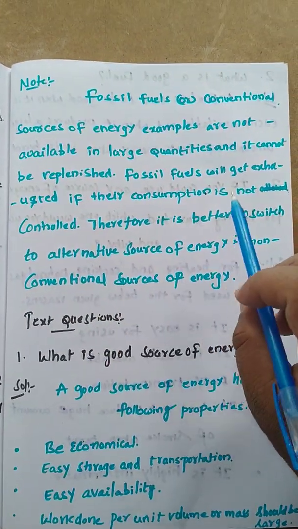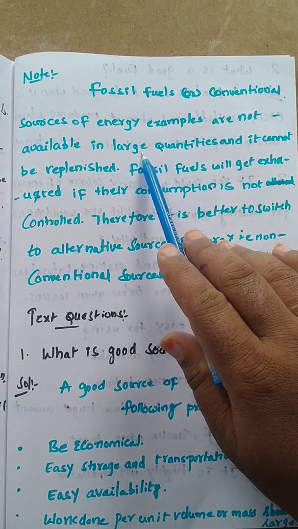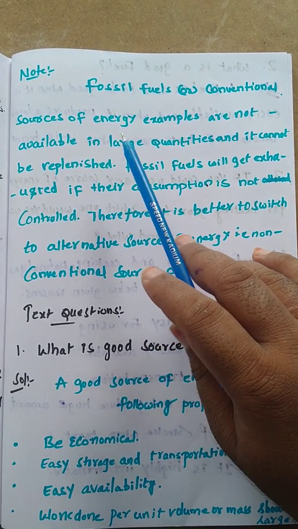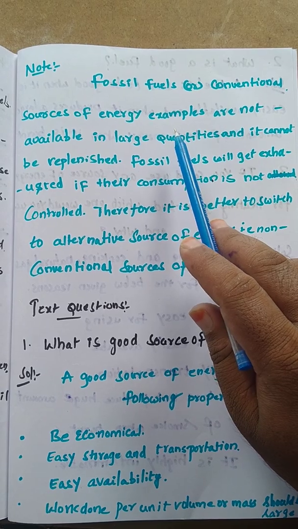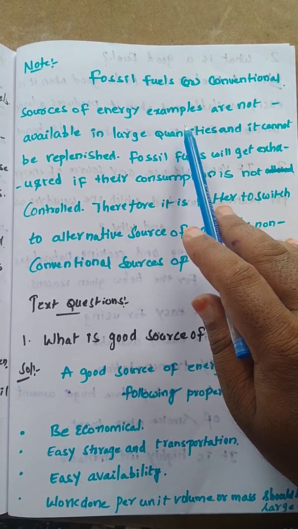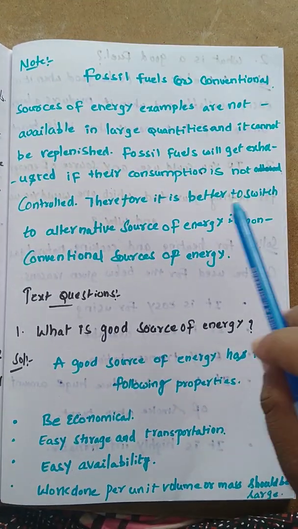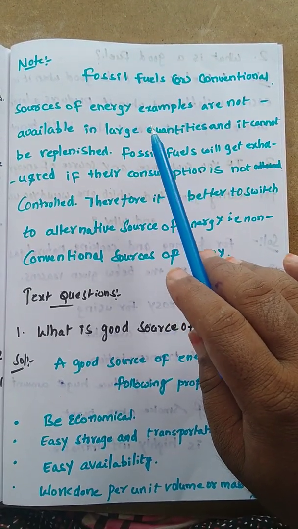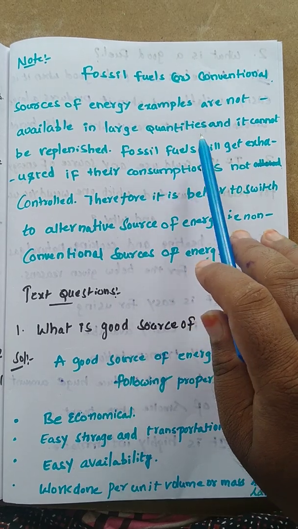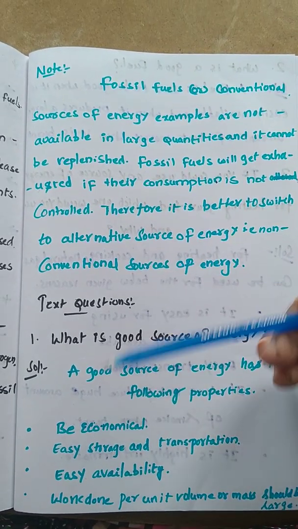Now a very important note point, dear students. Fossil fuels are conventional sources of energy, or non-renewable energy sources. These fossil fuels were extensively used in ancient times. Already I told, these sources of energy are not available in large quantities nowadays.